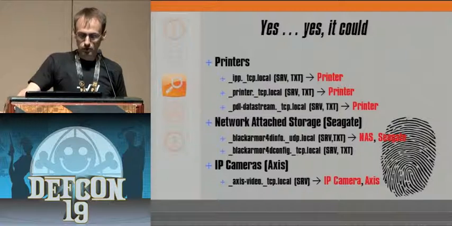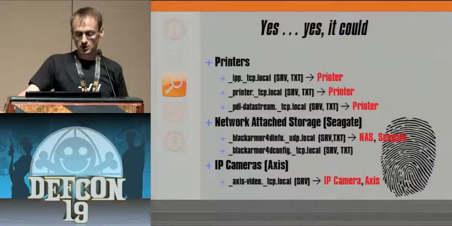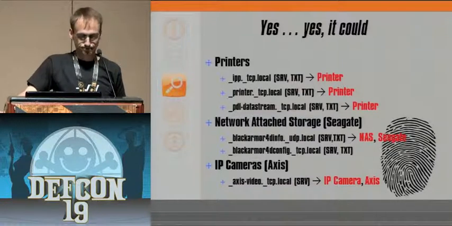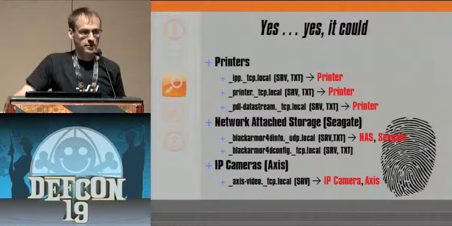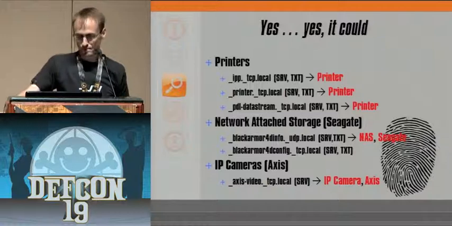Now, if you have _blackarmor4d-info._udp.local and _blackarmor4d-config._tcp.local, service and text records, you're not only dealing with a network attached storage, or NAS, but you're also dealing with one specifically from Seagate. IP cameras: if you have a host with the _axis-video._tcp.local service record on it, you're pretty much dealing with an IP camera, and you are dealing with an Axis IP camera. They're very specific in that name.